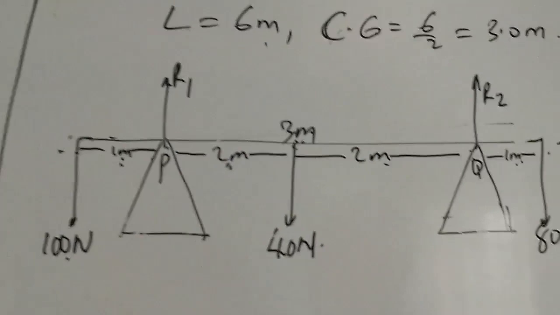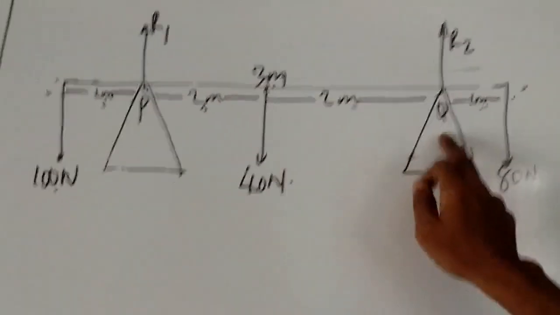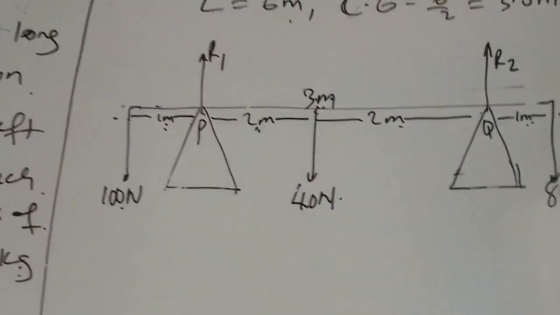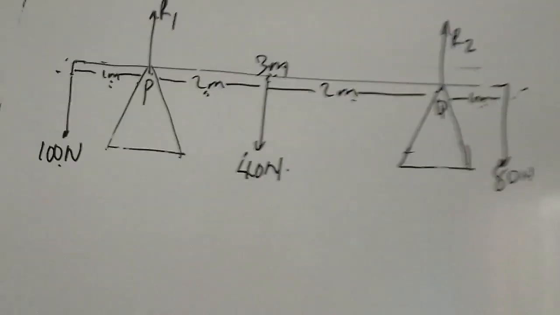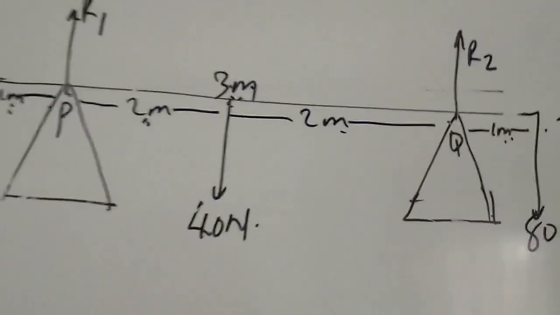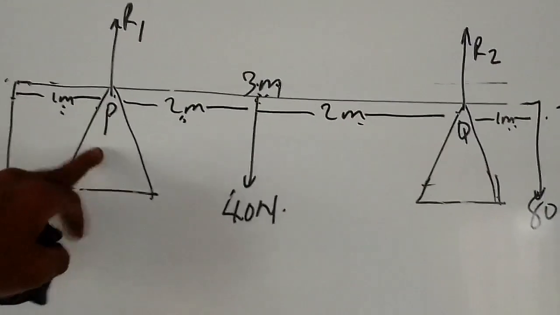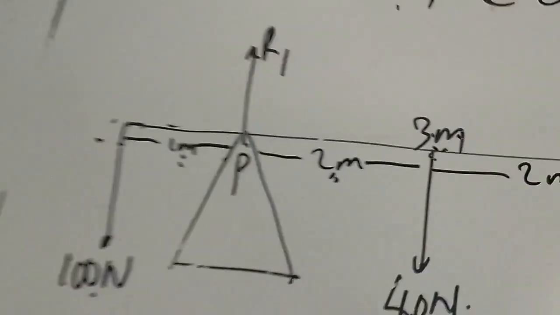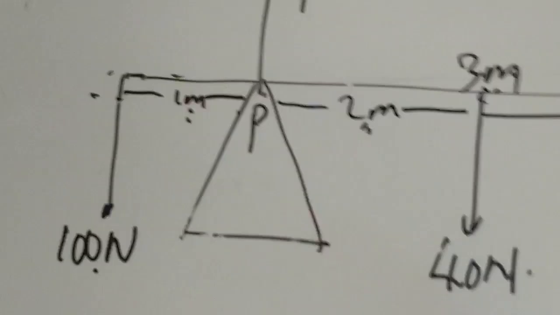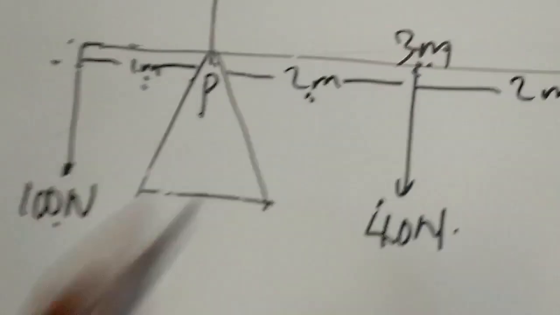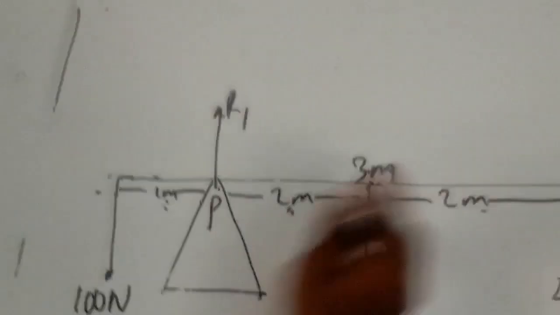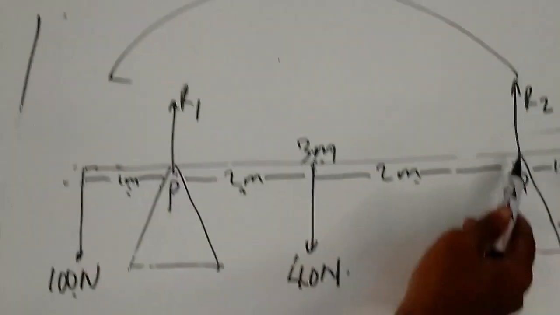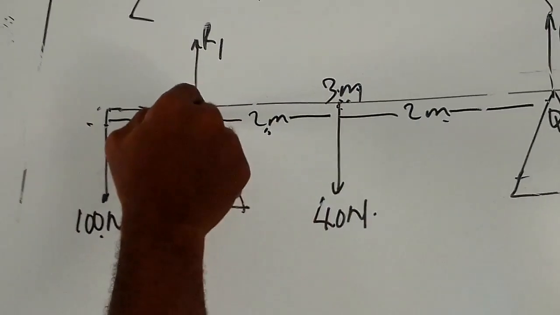So we are going to look for the reactions at P and Q, that is R1 and R2. So how do we solve this problem? To solve this problem, we're going to take moments about any of the points, P or Q. So let me say, taking moments at P. Now at this point P, moment is force times perpendicular distance. So this place becomes the turning point. To take the moment at P, I'll rotate this beam, so this force is going up, and this place is taken as the turning point.